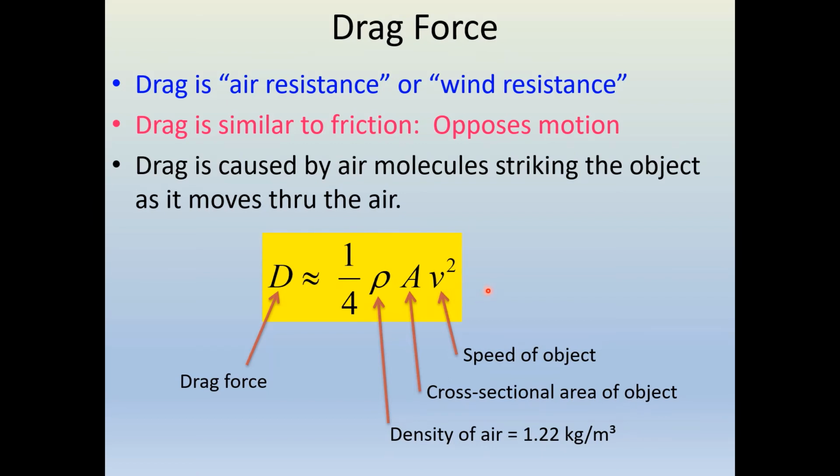So this means that larger objects will have more drag force, all right? That's A, the area of the object. And also, the faster something goes, the more the drag force is. And you've certainly experienced this when you're on a bicycle or in a car. The faster you're moving, the more drag you feel against your skin.